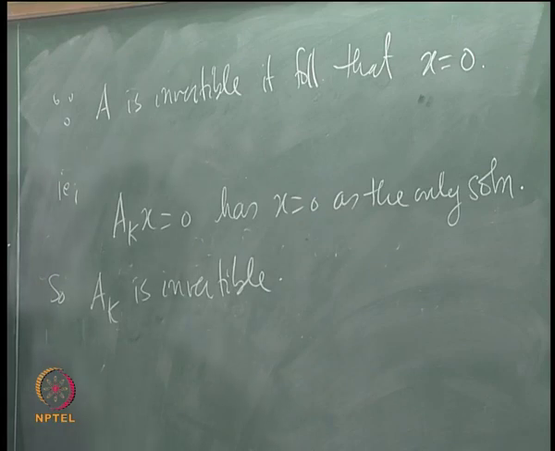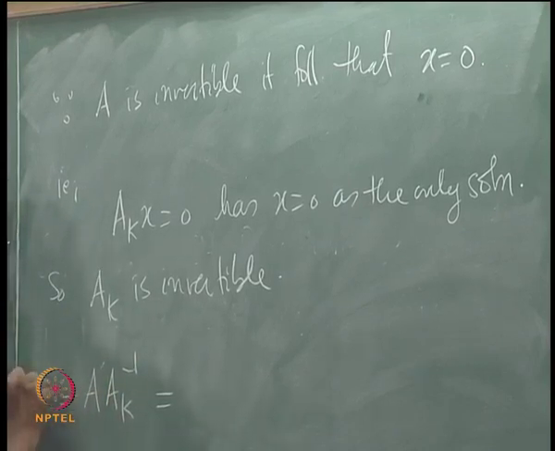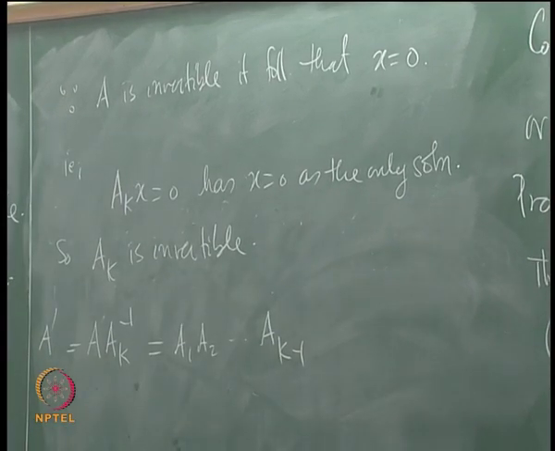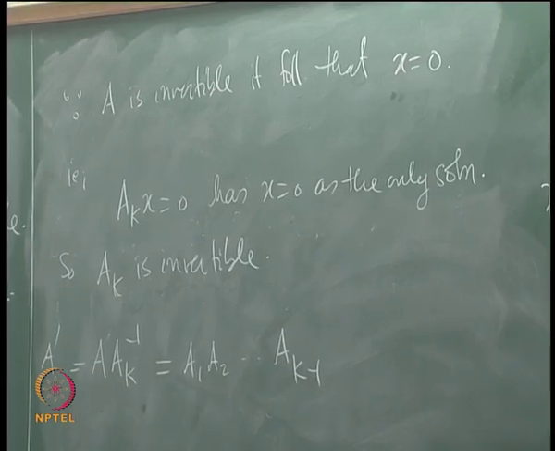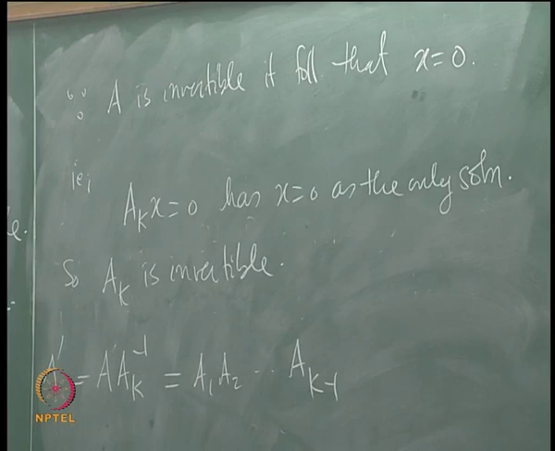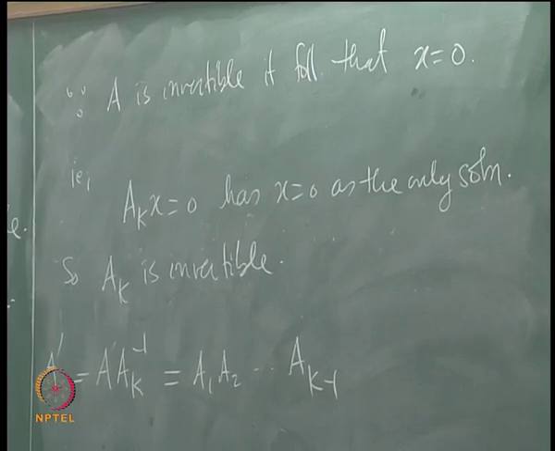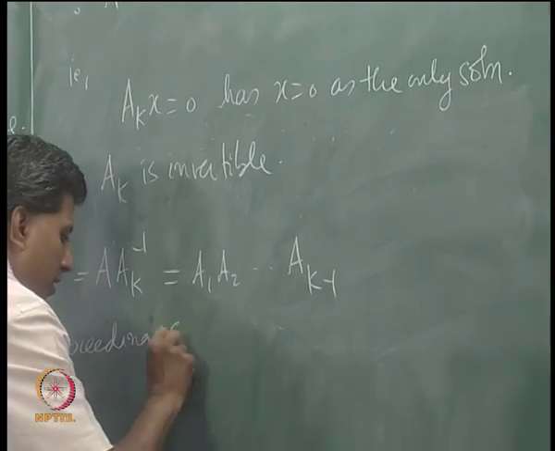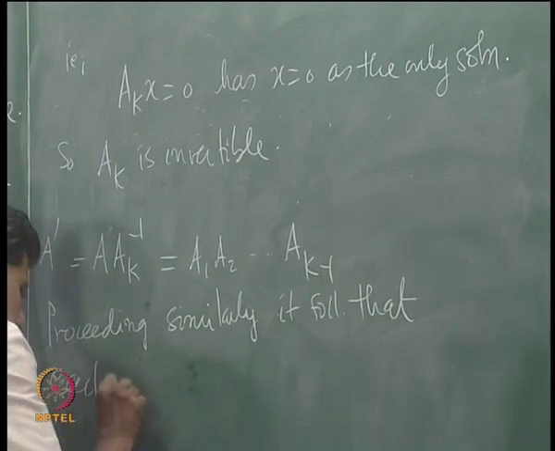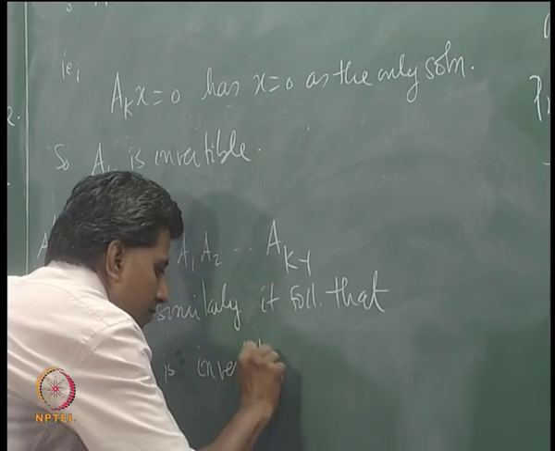I'll go back to the formula for A. This formula for A becomes A into Ak inverse. I'll call it A prime. This time it is A1, A2, etc., A_{k-1}. I am post multiplying by Ak inverse, which I know exists. Now A is invertible, Ak inverse is invertible, so A prime is invertible. So A_{k-1} must be invertible by the same argument as we have seen just now. It follows that each factor is invertible. Proceeding similarly, it follows that each Ai is invertible.